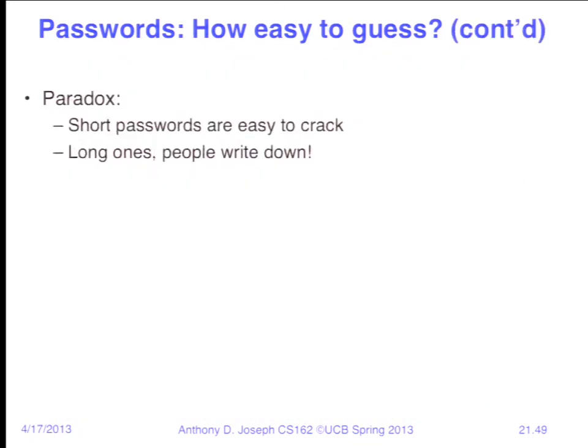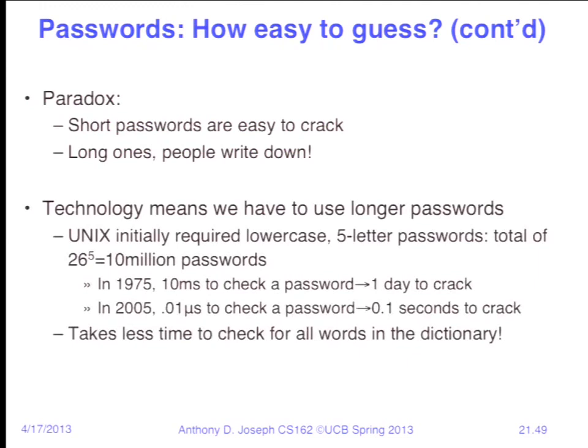Okay, now, there's a bit of a paradox. If I give you the ability to create a short password, it's easy to crack. If I give you a long password, you're going to write it down. And technology only makes this worse. Right? Unix originally started with just lowercase 5-letter passwords, so only 26 to the 5th power, roughly 10 million different passwords, which in 1975 took a day to crack. In 2005, you could crack it in a tenth of a second. If you only look at words in the dictionary, there's only like 40 or 50,000 of those, so you can crack it instantaneously. Yes?